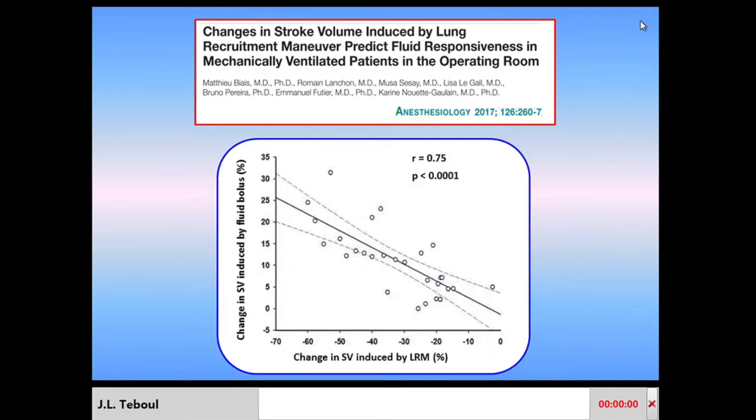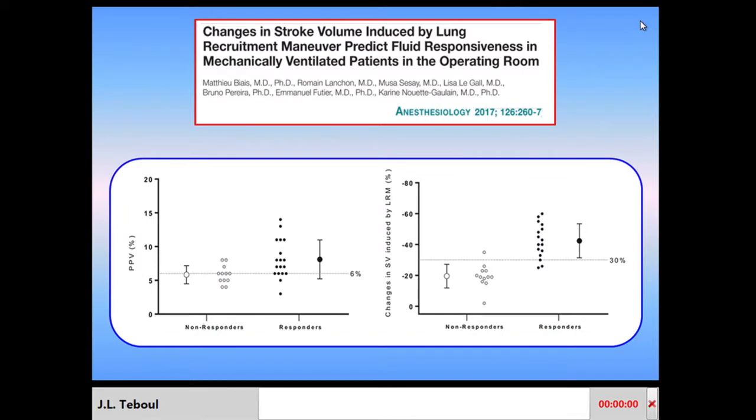So it is very interesting, and they had a very nice correlation between the changes in stroke volume induced by lung recruitment maneuver on the y-axis and the changes in stroke volume induced by fluid boluses on the x-axis. So it is very interesting. It is an inverse correlation, of course, and they found that PPV was not good to predict responsiveness in this situation, but the changes in stroke volume induced by lung recruitment was very good to predict responsiveness.